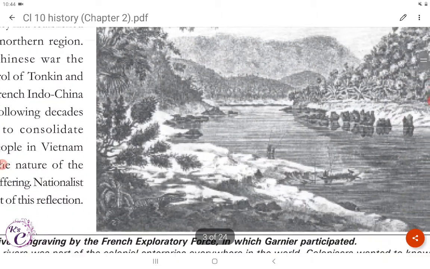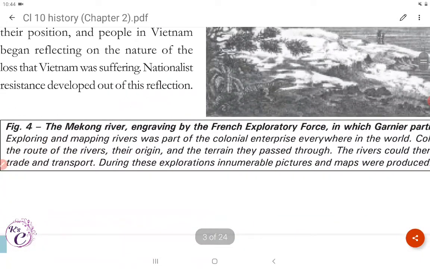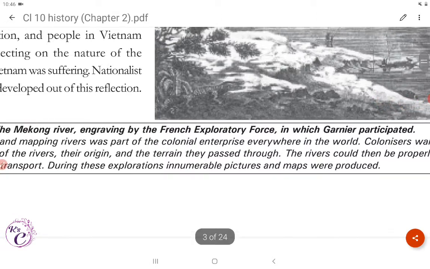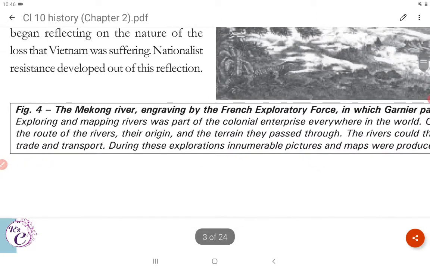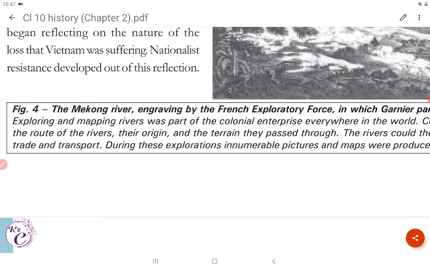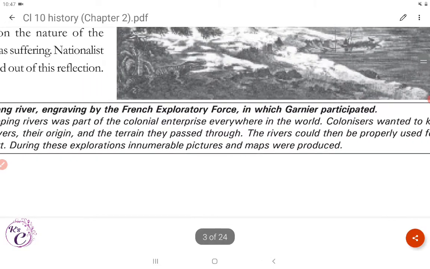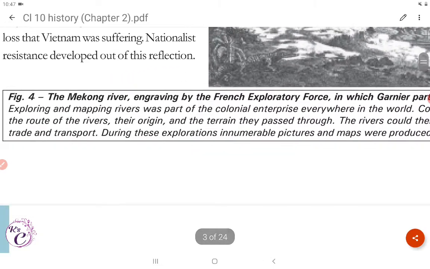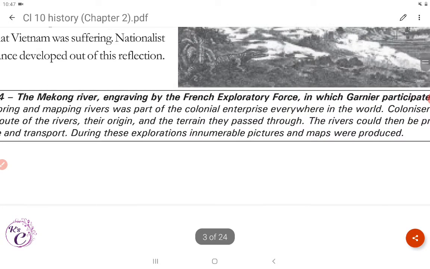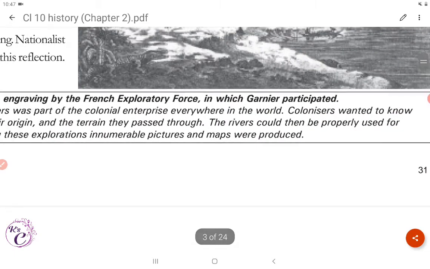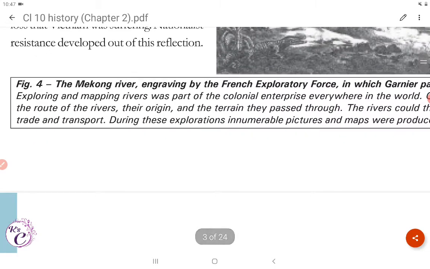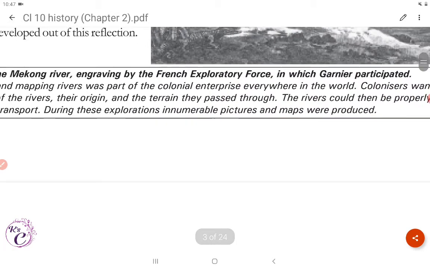Here's another figure. Figure 4. The Mekong River, engraving by the French exploratory force in which Garnier participated. Exploring and mapping rivers was part of the colonial enterprise everywhere in the world. Colonizers wanted to know the route of the rivers, their origin, and the terrain they passed through. The rivers could then be properly used for trade and transport. During these explorations, innumerable pictures and maps were produced.